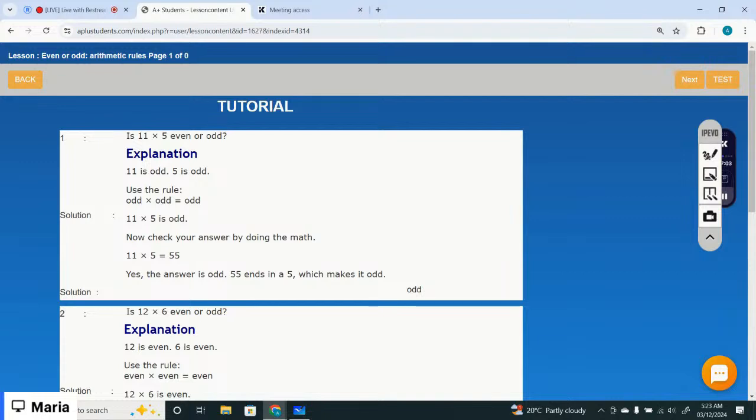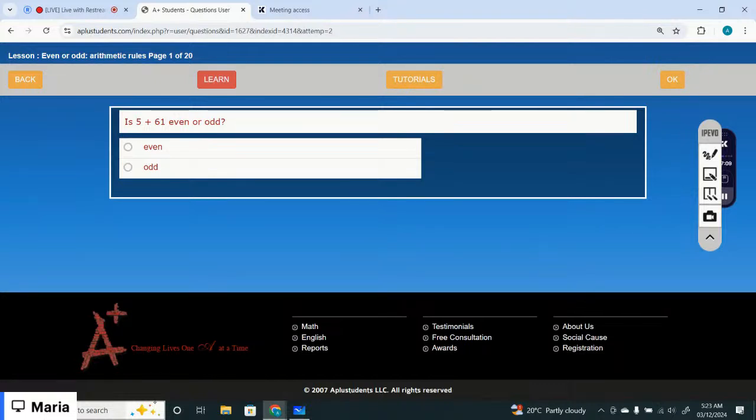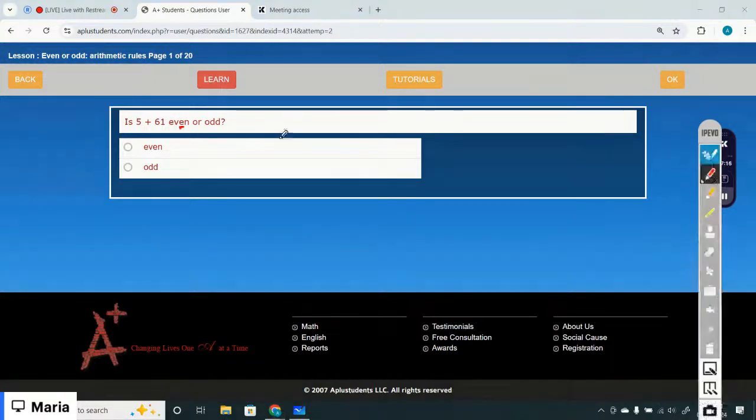Let's just start with the test questions. Is 5 plus 61 even or odd? Both the numbers are odd. They cannot be divided by 2. Odd and odd, so you are adding two odd numbers.